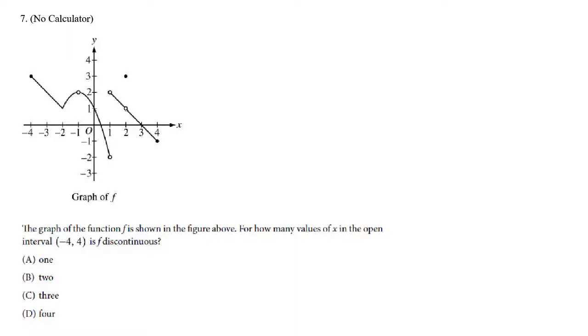Okay, so looking at number 7, we have the graph of the function f. It is shown for how many values of x in the open interval from -4 to 4 is f discontinuous. So we're looking for where that might be discontinuous. So we're looking for holes in the graph, breaks in the graph. So looking over all of this, well, we are discontinuous.